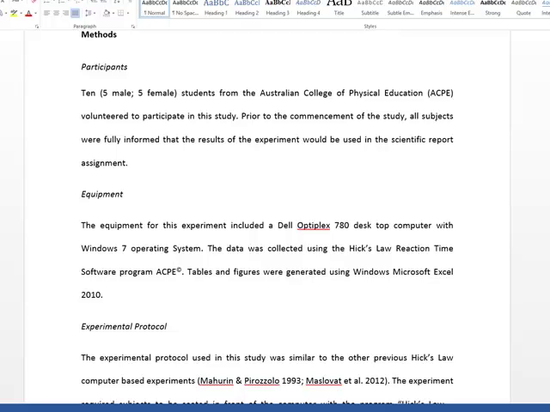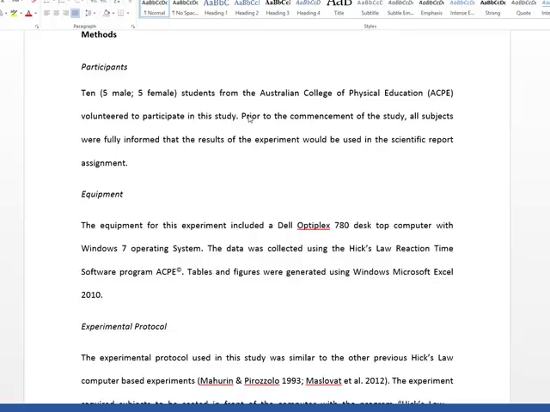So what do I need to do to pass? Put a number of different elements straight up. First thing we need to do is we need some participant information. Now, in the example you see in front of you here, it's got 10, 5 male, 5 female students from the Australian College of Physical Education volunteered to participate in this study. Prior to the commencement, and it's got a little bit of information around ethics, and they were fully informed. You don't need to have one that looks like this, and you don't need to write a comment of ethics. This is just one example that someone used in their report.